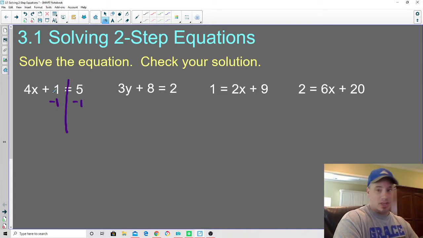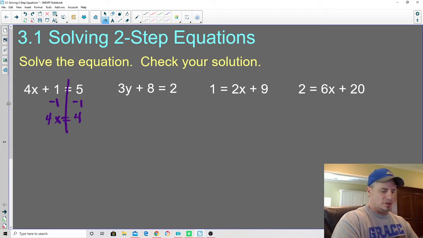So that's the first step, and then you rewrite the equation. You bring this down, 5 minus 1 is 4. This comes down because it doesn't change. 1 minus 1 is just 0. It goes away, so you don't have to write it. So we rewrote the equation. This is an equivalent equation because it has the same solution as this one.